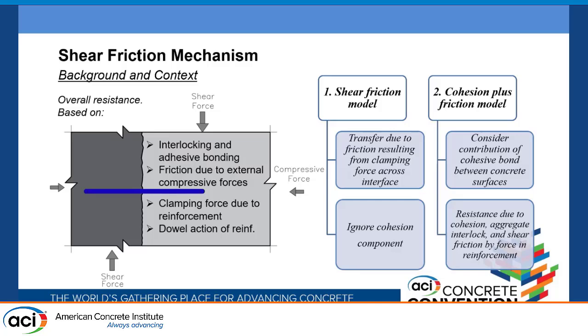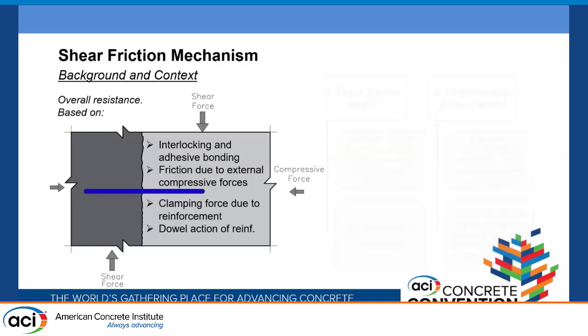So the first one is the easiest model. This model ignores the cohesion component and assumes that the transfer is due to the friction resulting from clamping force across the interface. And the second one, in addition to what is considered in the shear friction model, does consider the contribution of the cohesive bond between concrete surfaces. So in this case, the resistance is due to the cohesion, the aggregate interlock, and the shear friction by force in the reinforcement. So we will talk a little bit more on these two models, and we will see some equations later.